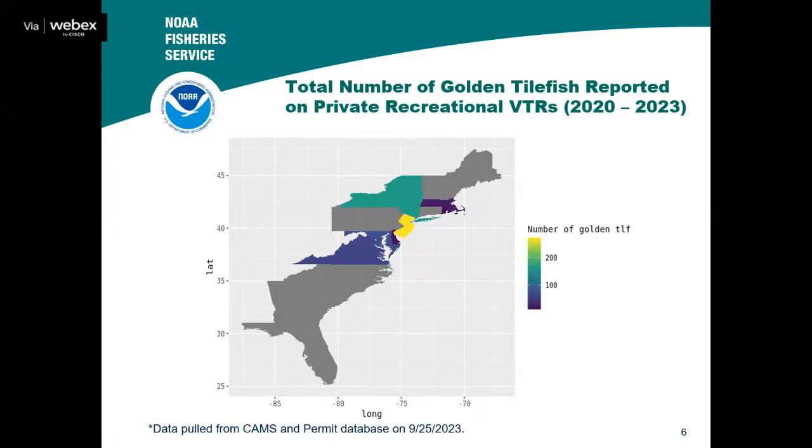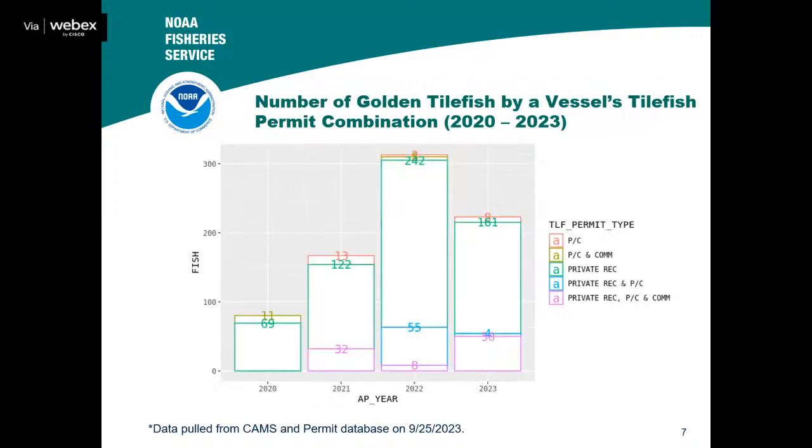Here's a look at the total number of golden tilefish reported on private rec VTRs. And here you can see a further shift north, with more fish coming from New Jersey and New York State. And I should note here that this is the state based on the port coming from the VTR, for this map with the golden tilefish and that previous one with the blue line, linking the landing to the state. So next slide.